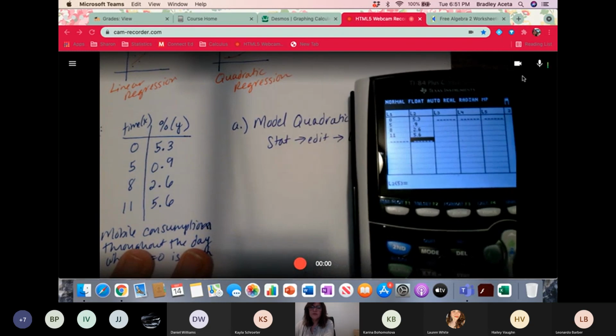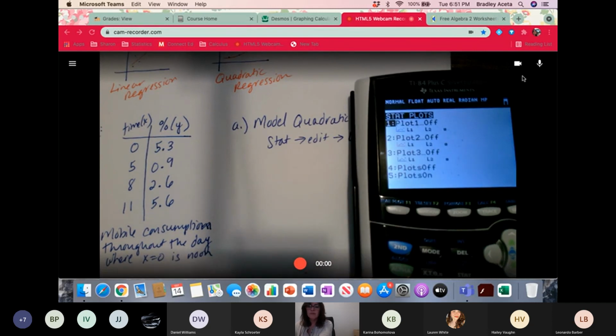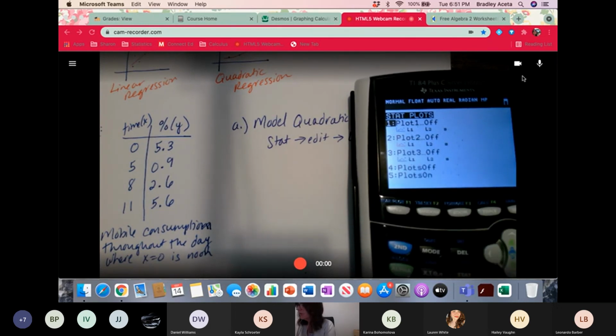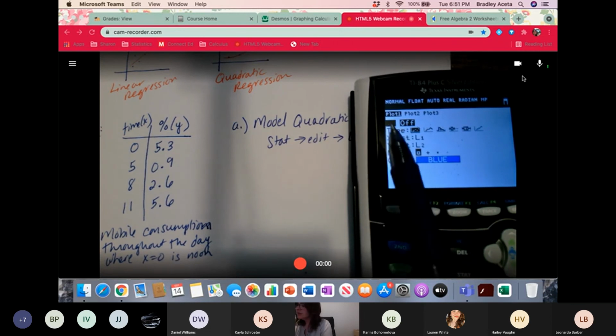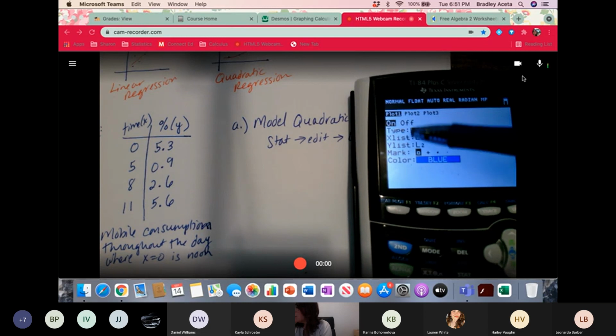Okay. Once you've done that, we're going to plot these points. The way that you do that is you hit the second button, which is right here, if you can see my finger. Second, Y equals. And it should say stat plots. We need to turn on that first plot. So we're going to hit enter, and right now it should say it's flashing on. So I want it to turn on. So I'm going to click enter. The type, I want the first type with all the scattered dots.